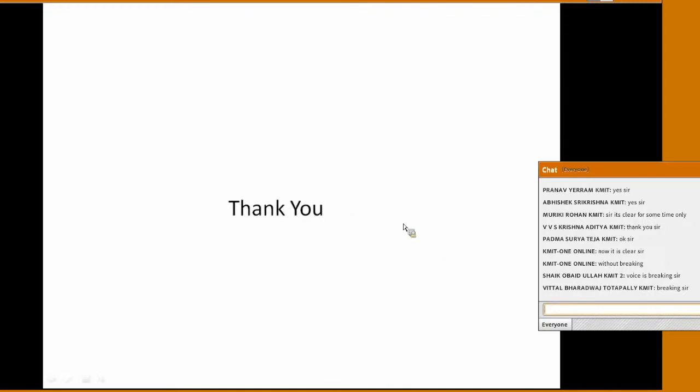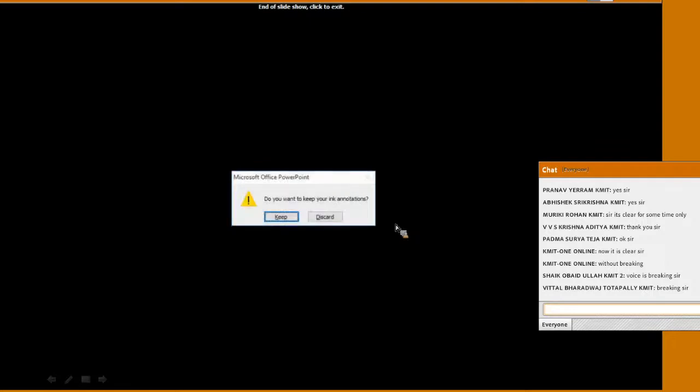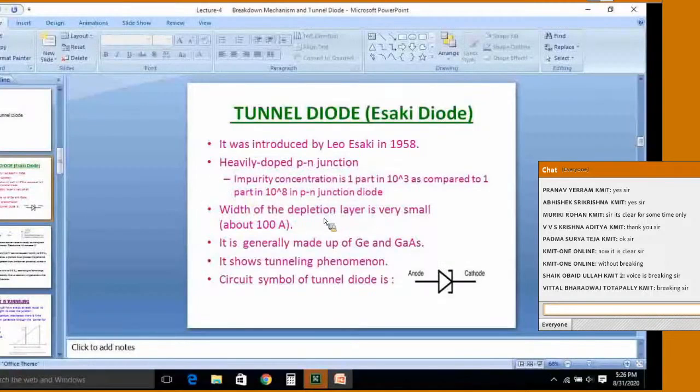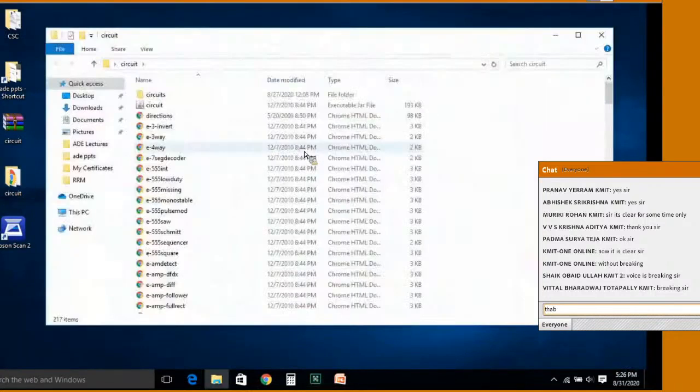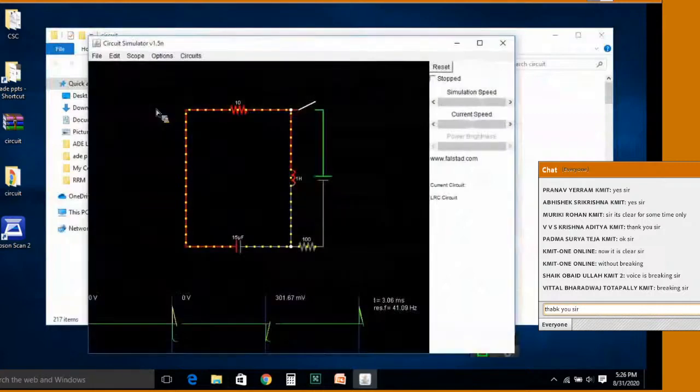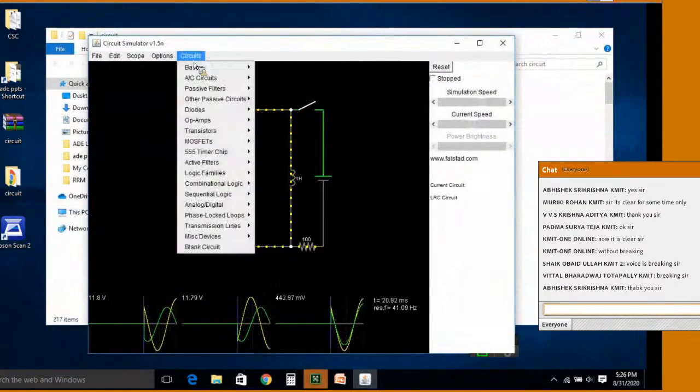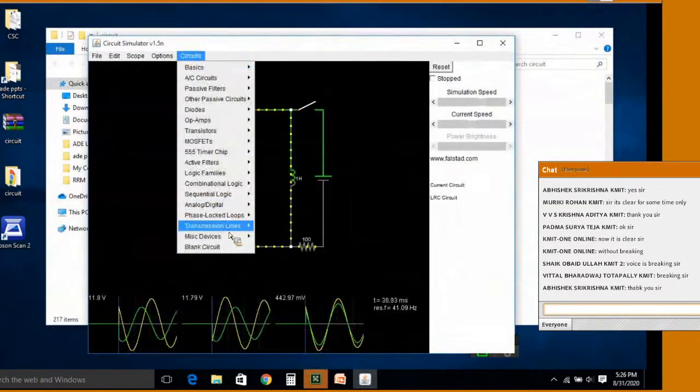Okay, I will share today's presentation to your CR's mail ID and go through that, and everything will be clear. Okay, within 2 minutes, I will show you the virtual simulation of this tunnel diode. At 5:30 we'll start today's class quiz session.